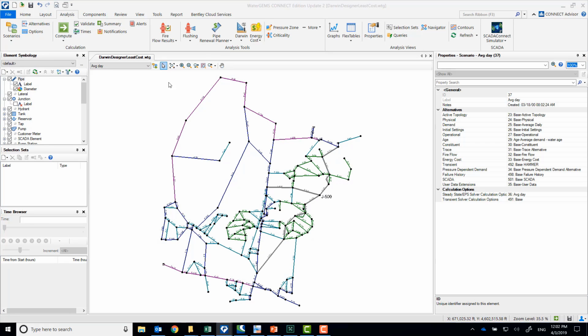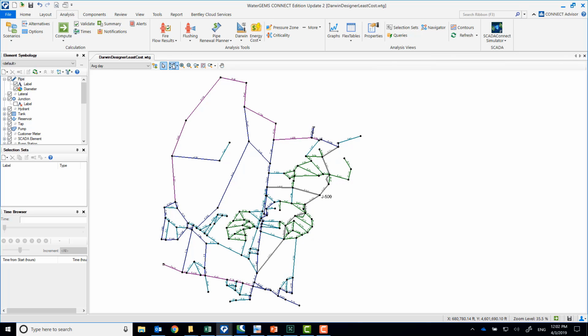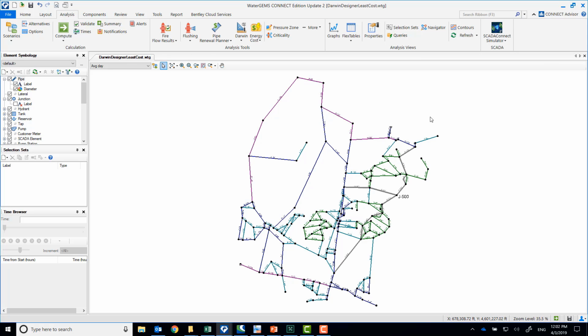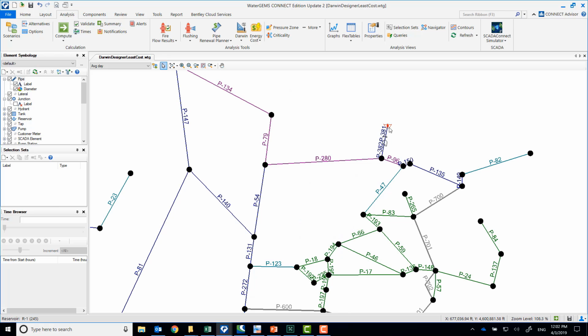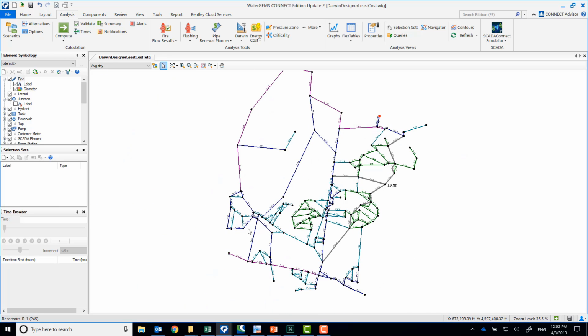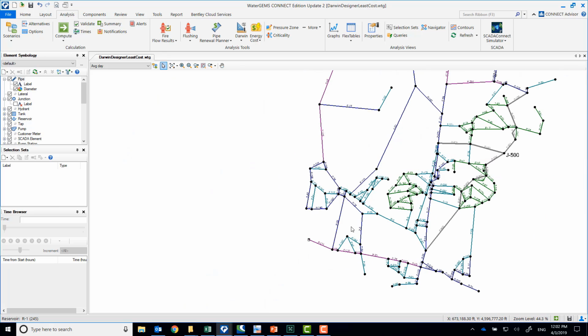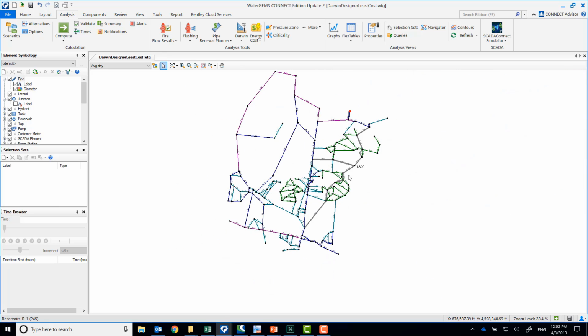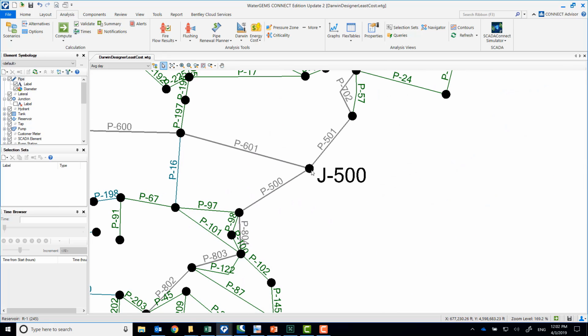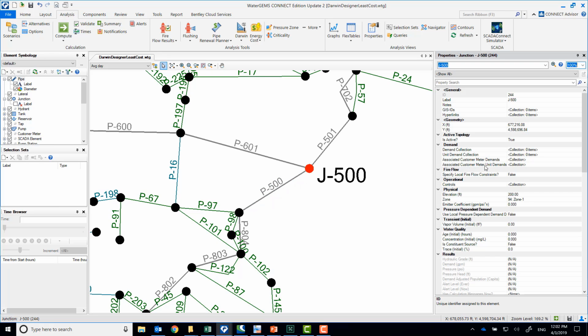And let me start from the beginning. We had a model, right, that had a reservoir here and a tank over here, and everything was built, and we were told that a new commercial site was going to be built here at J500, so we had to, for sure, include these new pipes. So we have to size these pipes basically for the demands that have been placed at this node.